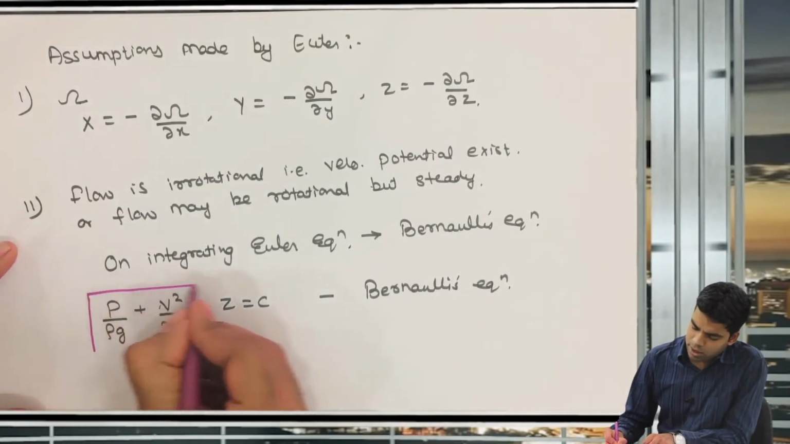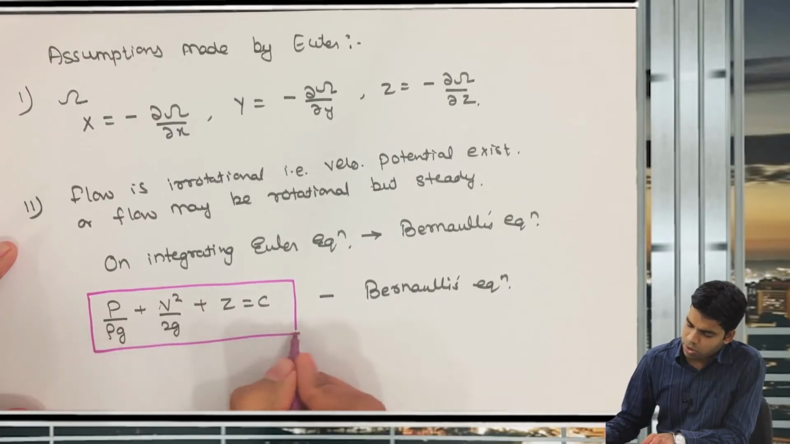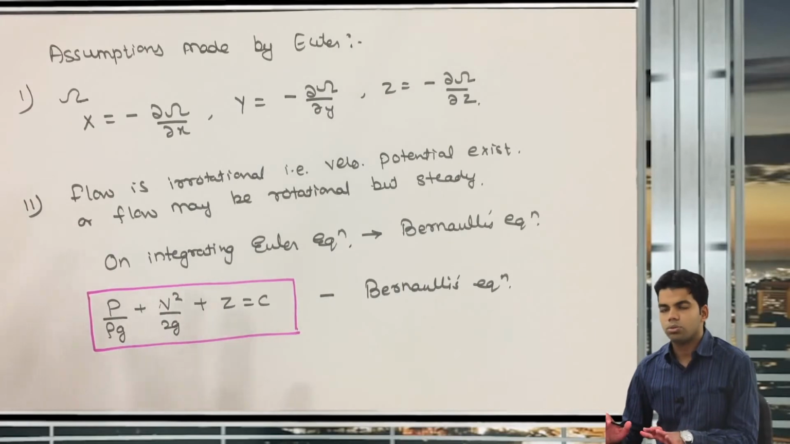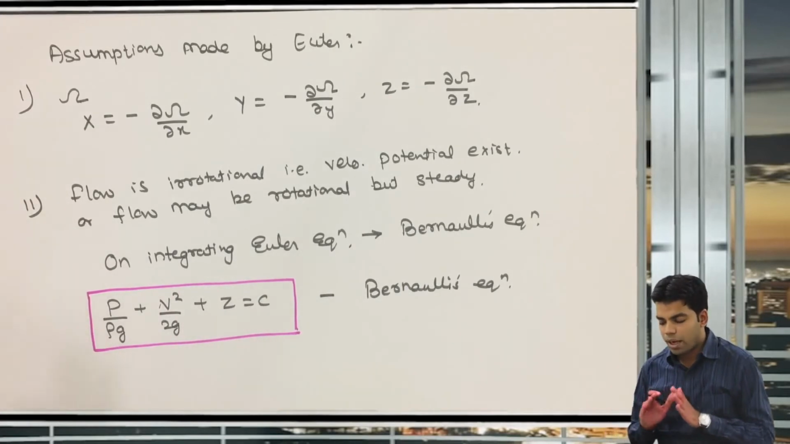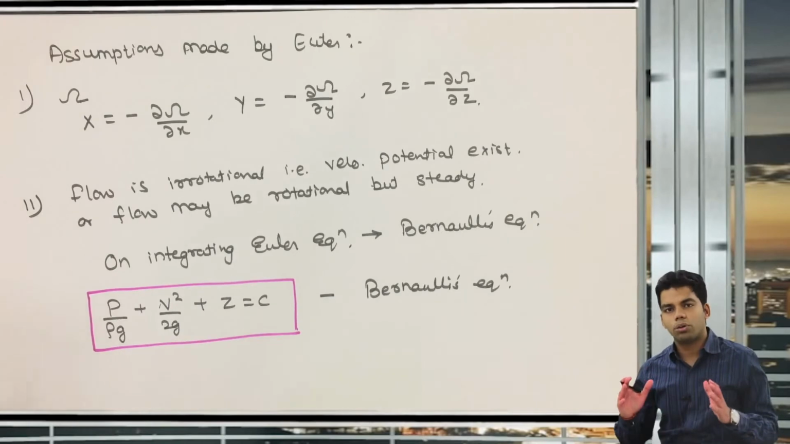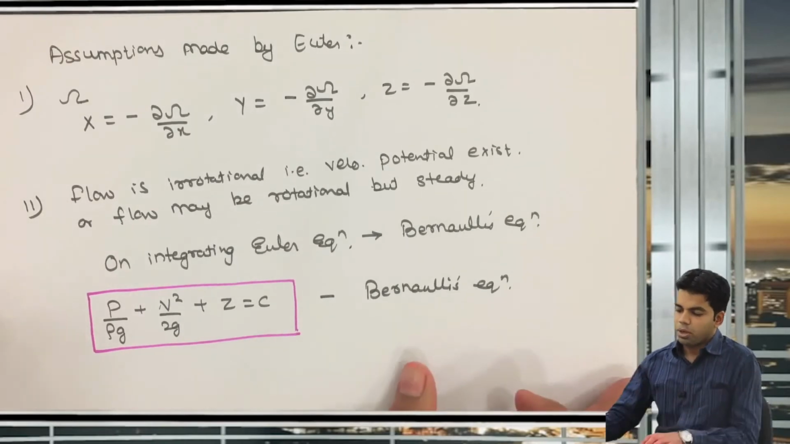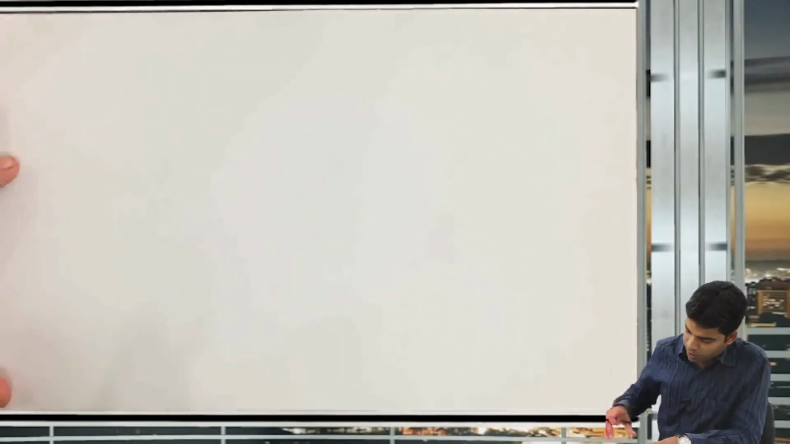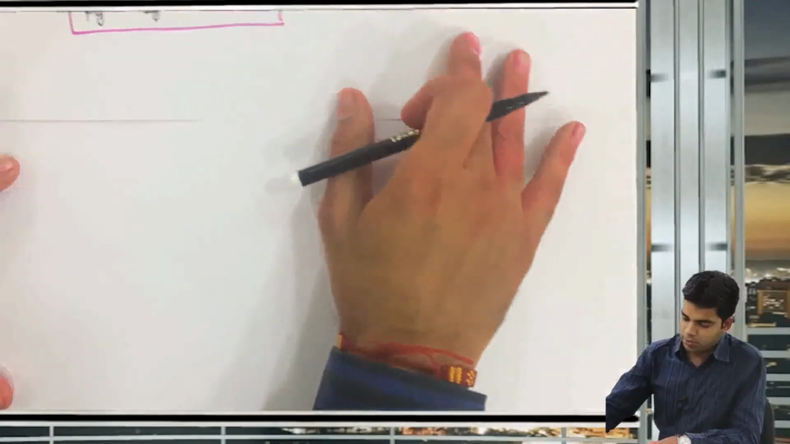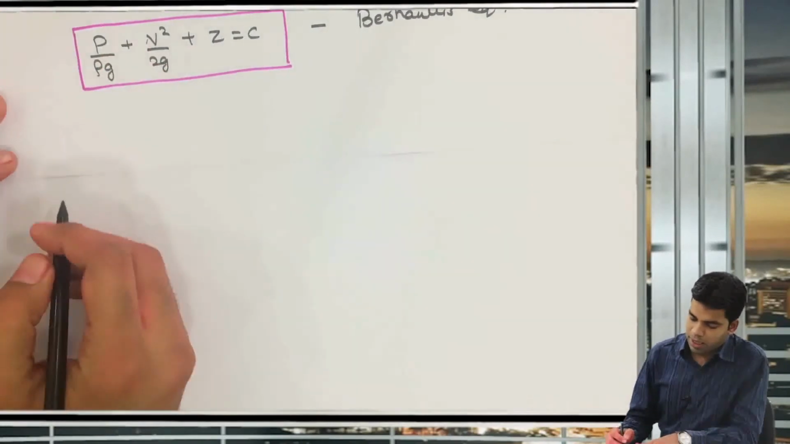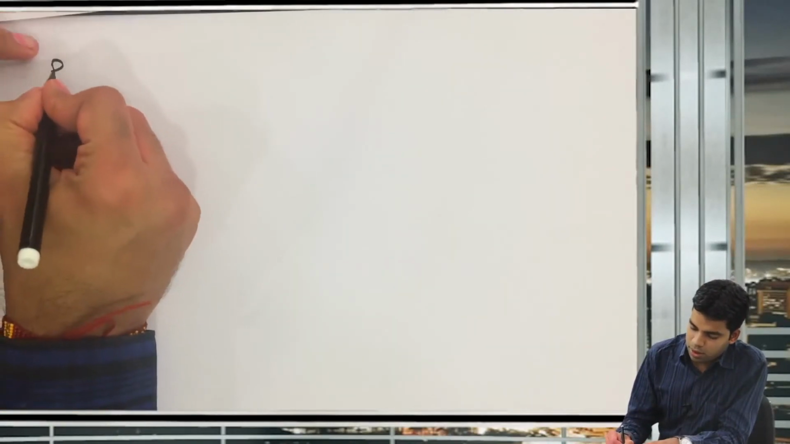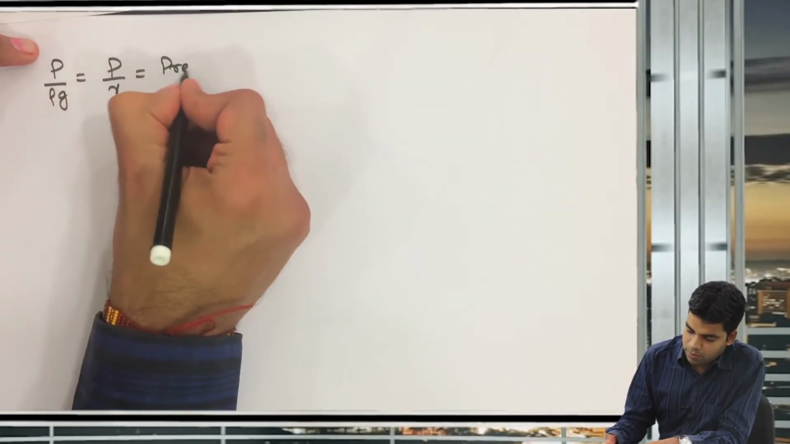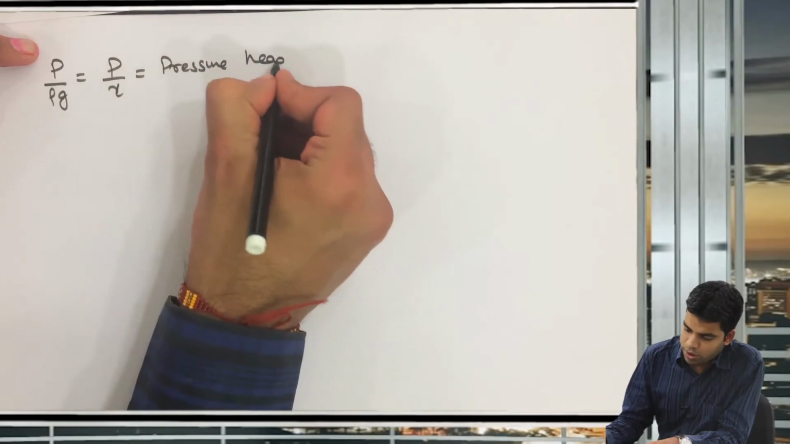Now why this is called the energy equation, I will tell you. Bernoulli's equation says P/ρg + V²/2g + z should be equal to constant. That means total head or total energy at any point of the flow field is constant. Now this P/ρg, or P/γ, the very first term, is nothing but pressure head, or you can call it static head.